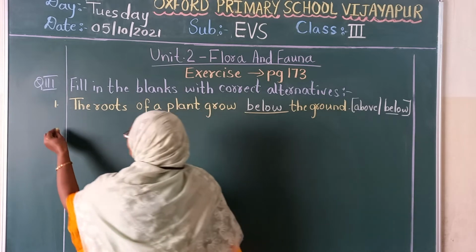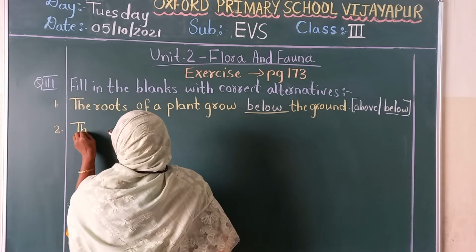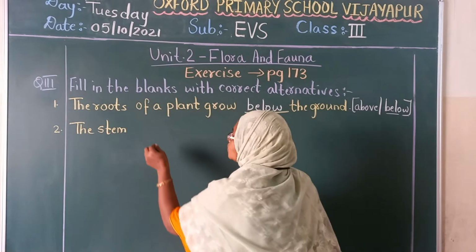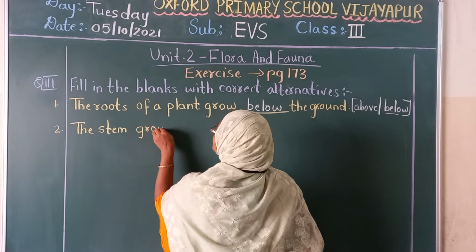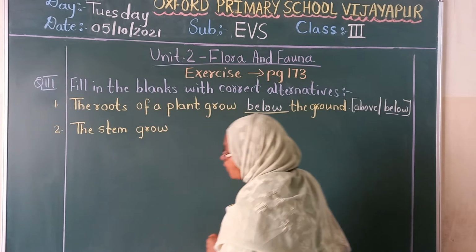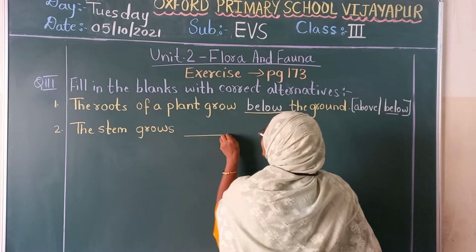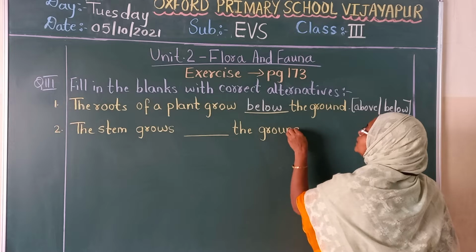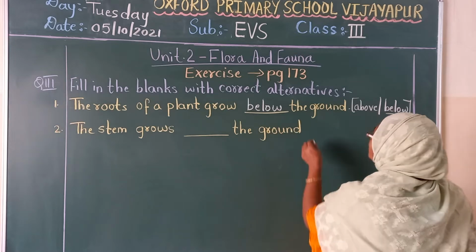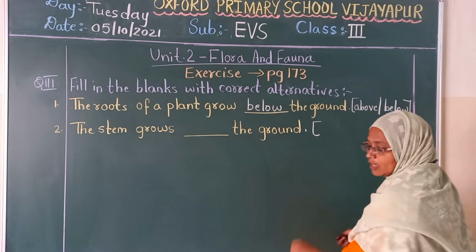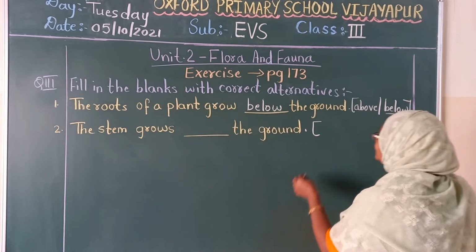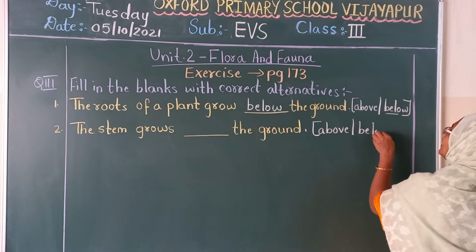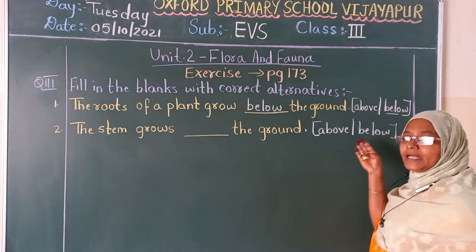The second one is all about the stem. The stem grows dash the ground. So here what will you write, children? Again the options are the same as given before: above and below. So the same option given in the first is repeated in the second one.